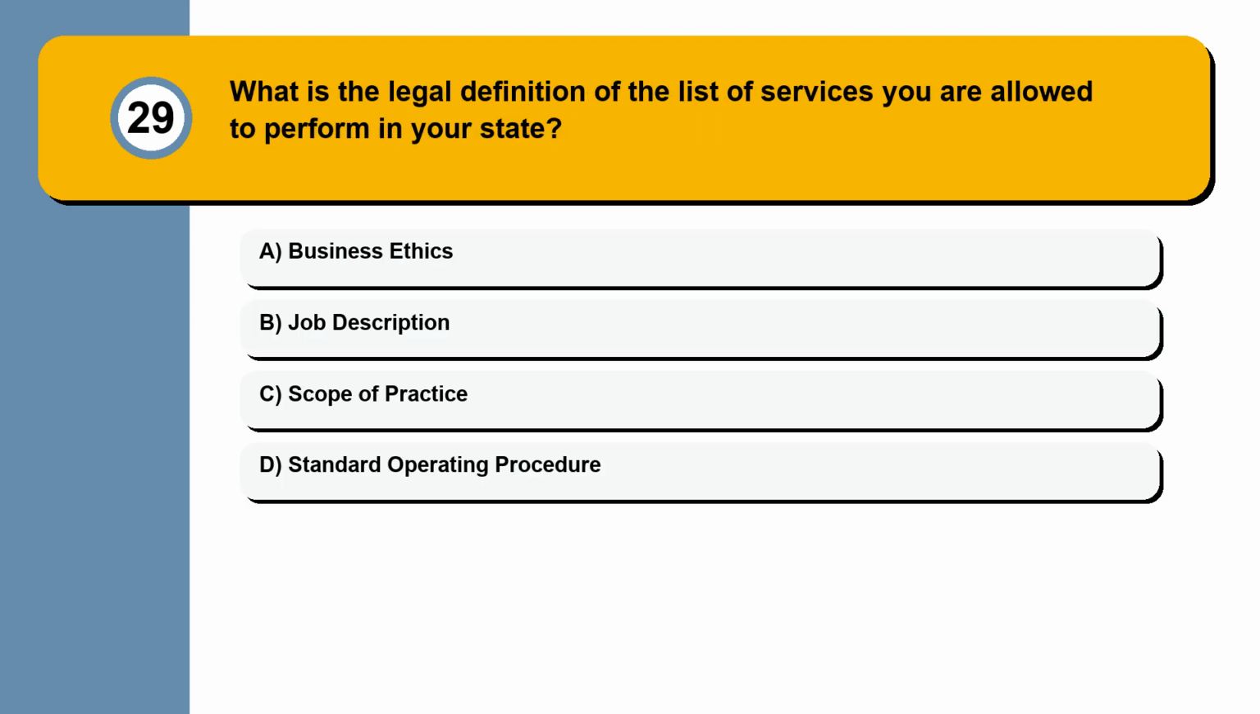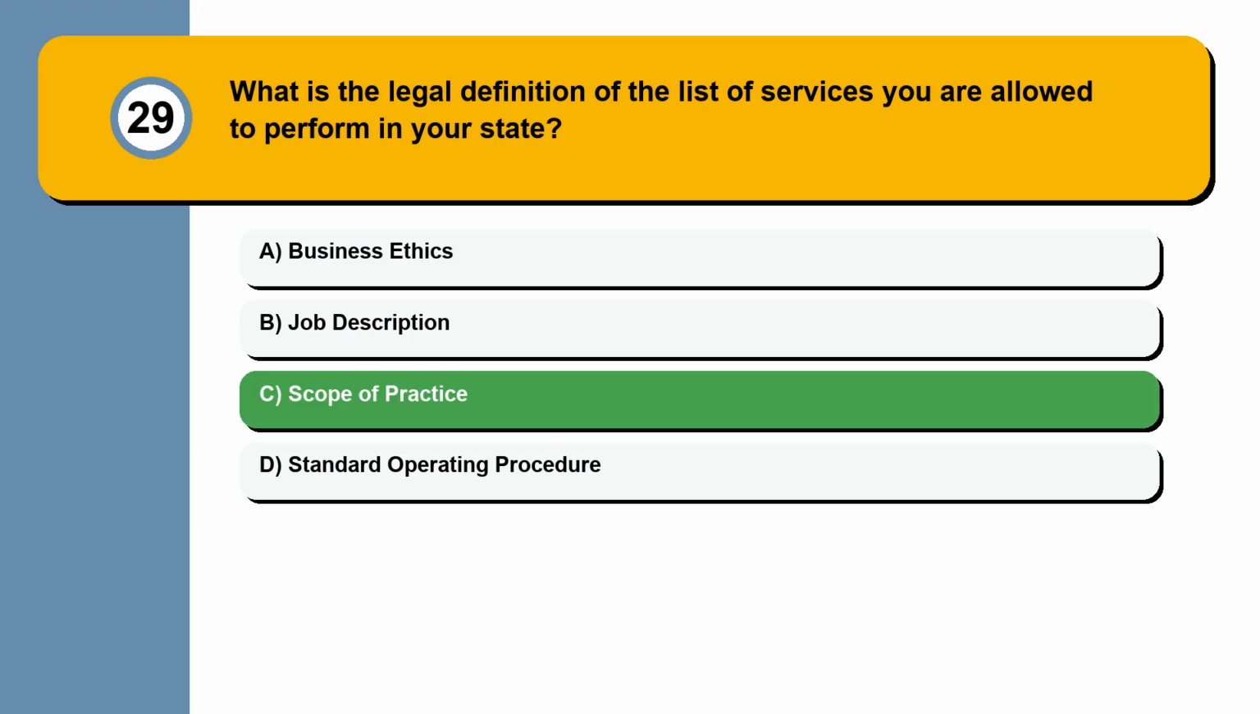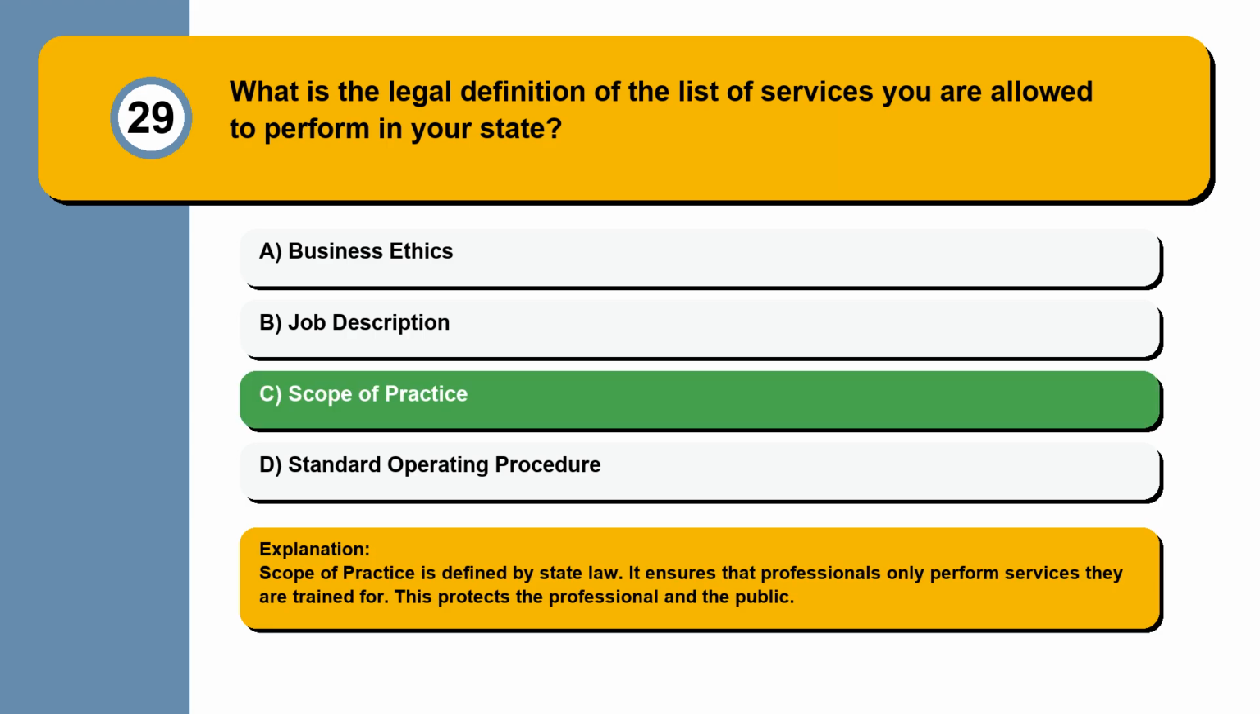Question 29. What is the legal definition of the list of services you are allowed to perform in your state? Business ethics, job description, scope of practice, standard operating procedure. Scope of practice is defined by state law. It ensures that professionals only perform services they are trained for. This protects the professional and the public.